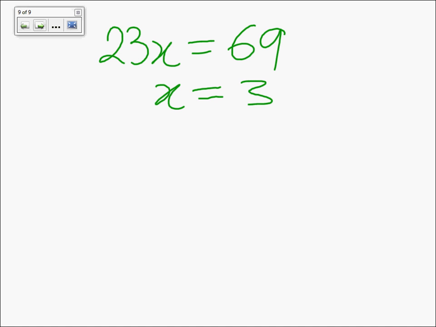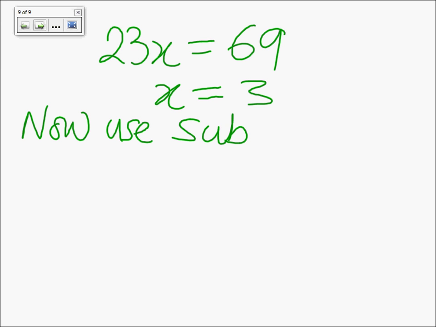Once you have a value for x, now use substitution. Okay? Use what? Substitution.